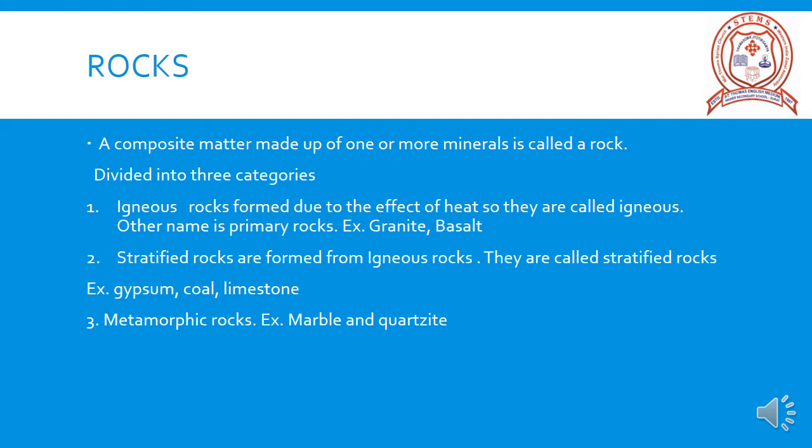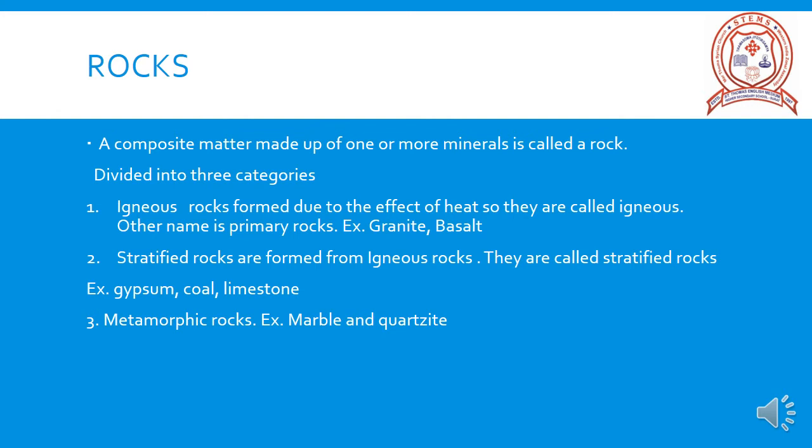Igneous rocks are formed due to the heat of the earth, so they are called igneous or agneya. The intense heat of the interior of the earth is responsible for the formation of these igneous rocks. The interior of the earth remains very hot because of this heat. These rocks are formed due to the effect of the heat, so they are called igneous rocks. These rocks are formed first in the formation of the crust of the earth, so they are called primary rocks. Example is granite, basalt, etc.